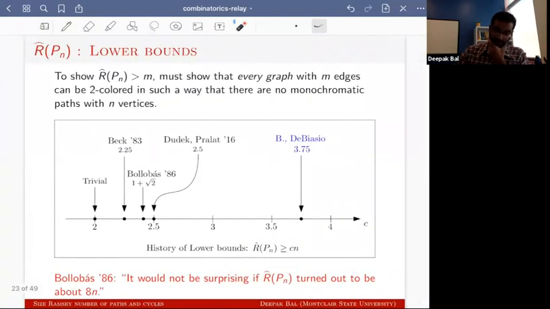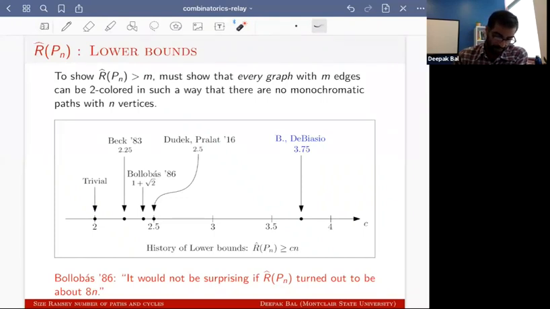As far as what people think the answer is, the only thing we could really find is this quote by Bollobás, which says, "It would not be surprising if r hat of Pn turned out to be about 8n." I'm not sure what exactly the intuition was behind that statement, and it's a pretty specific number to say, but I trust Bollobás.